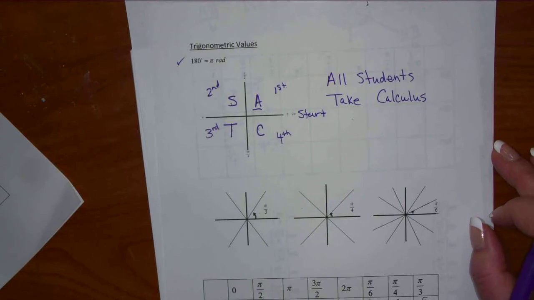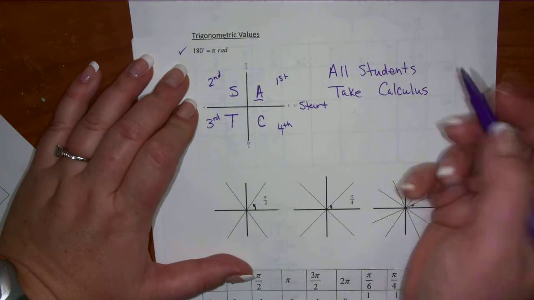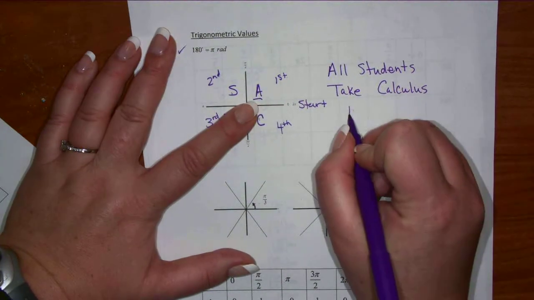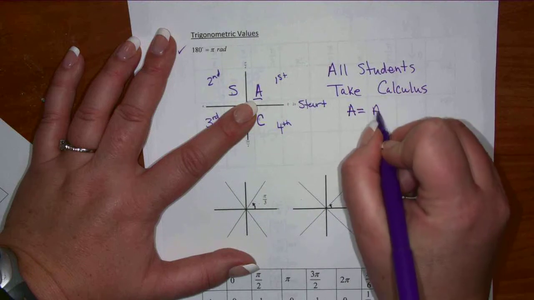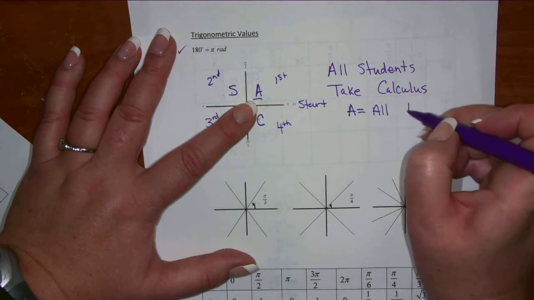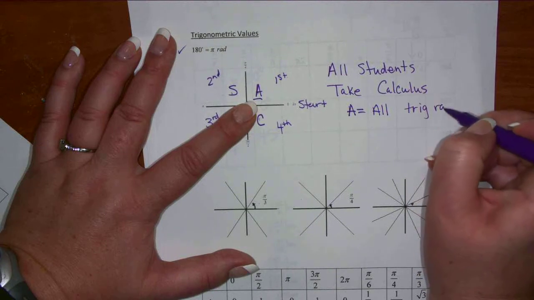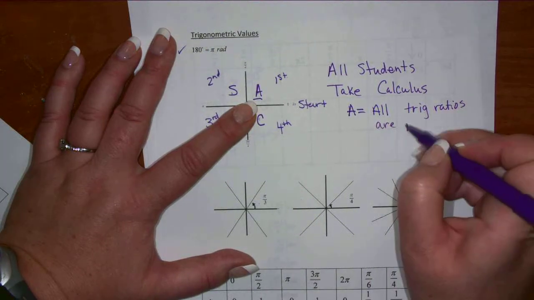So, what do these letters stand for? So, A stands for all. And what it means is that all trig ratios are positive here.